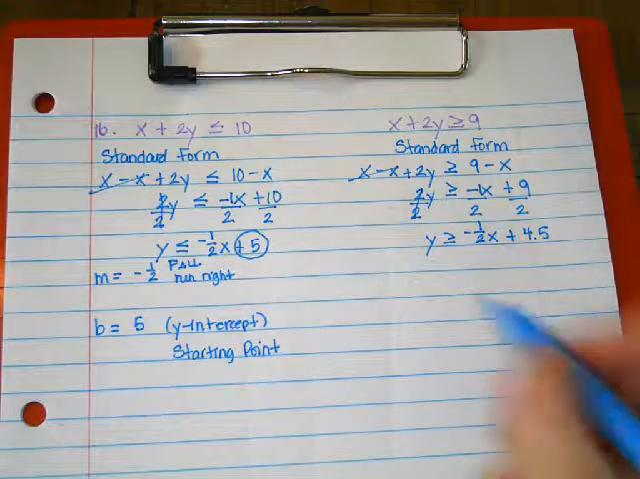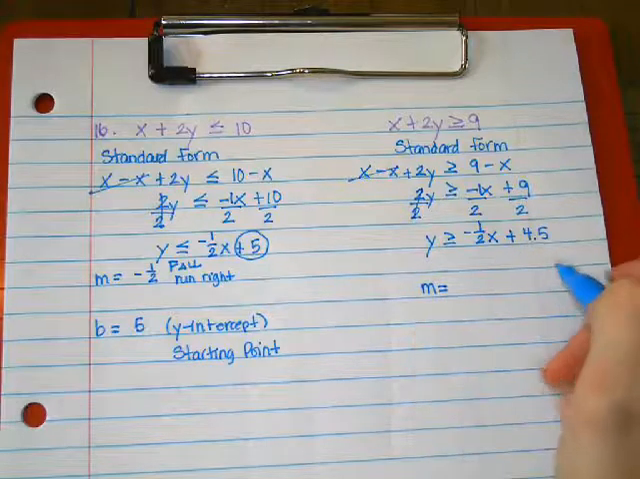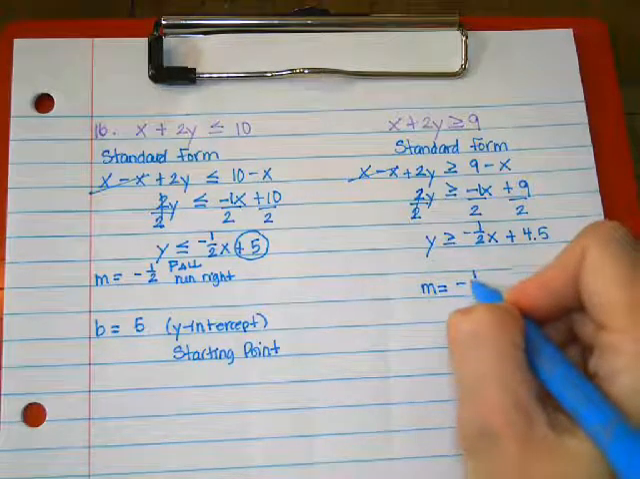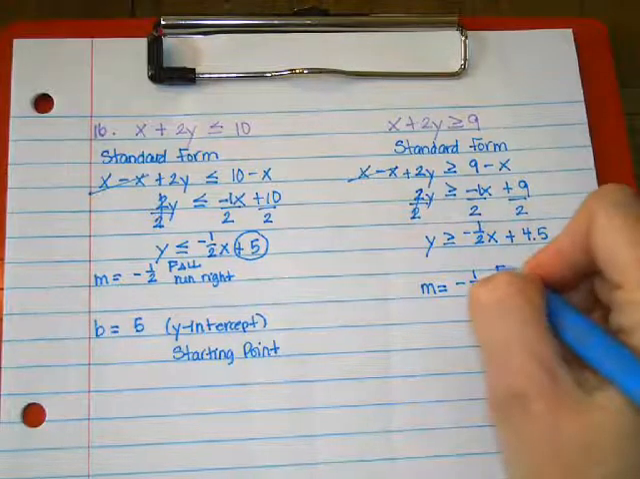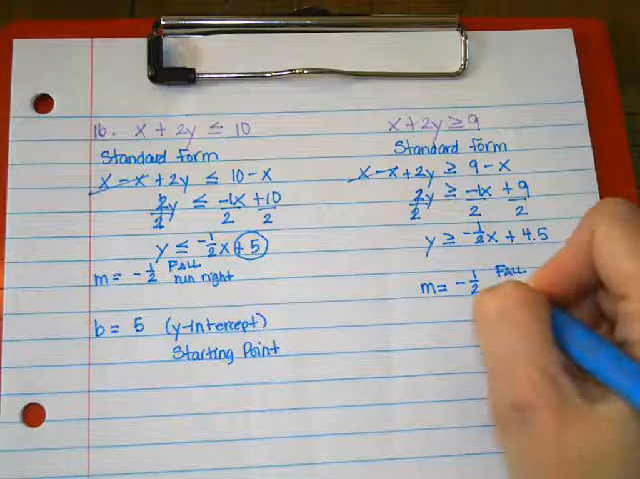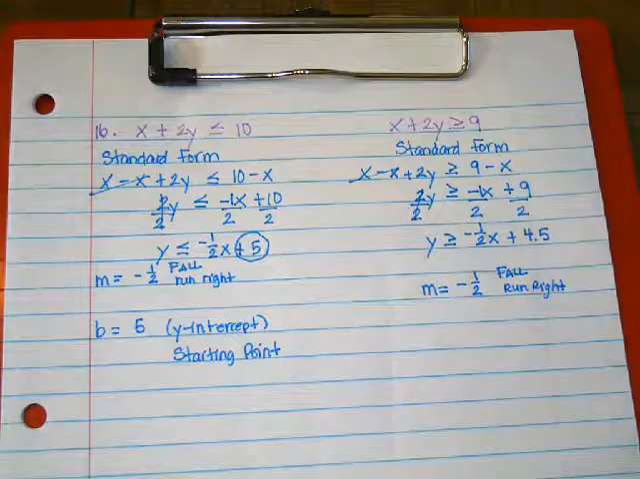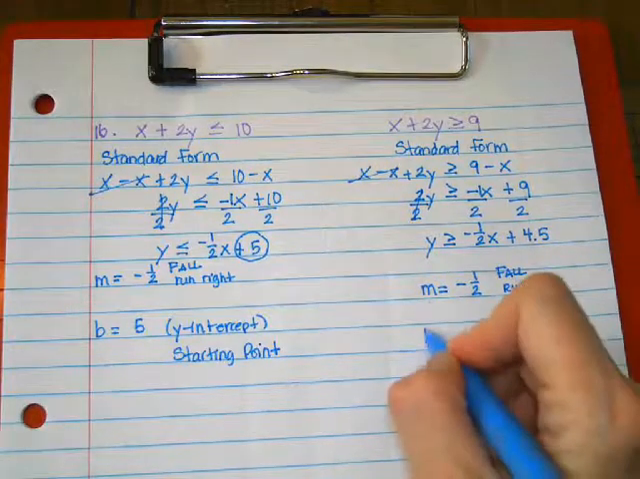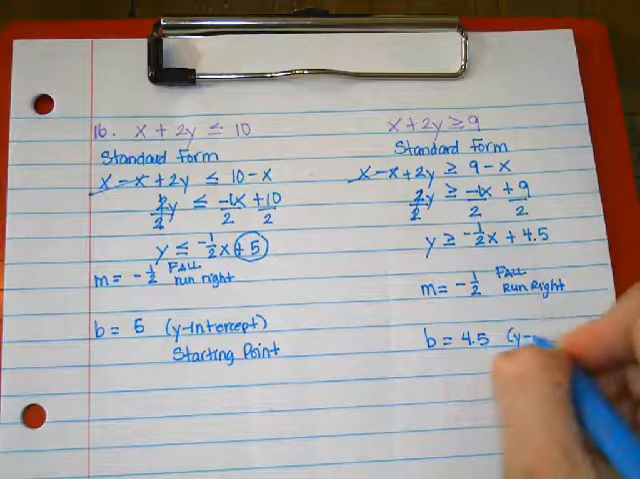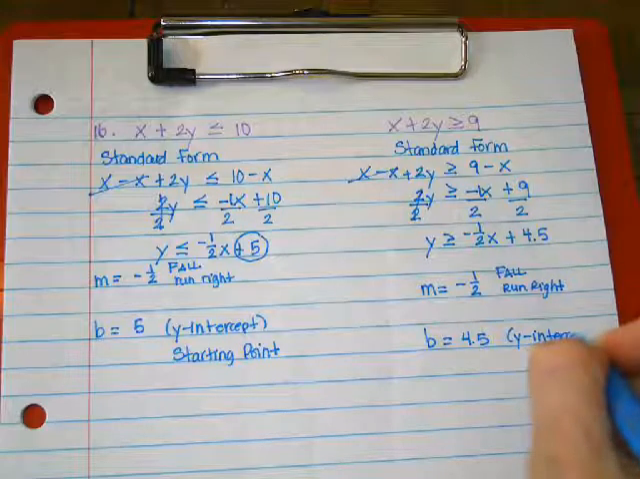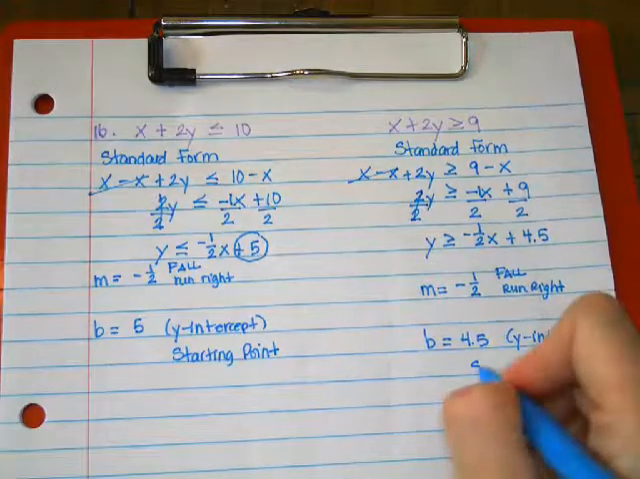All right, so now we're going to identify our slope. So what is our slope? That's right, negative 1/2. So what does that mean to do? That's right, I'm going to fall 1, and I'm going to run right 2. What is my y-intercept? Beautiful. It is 4.5. That's my y-intercept. And what does that tell me? That's right, it's my starting point.